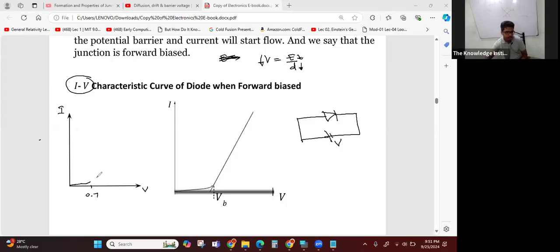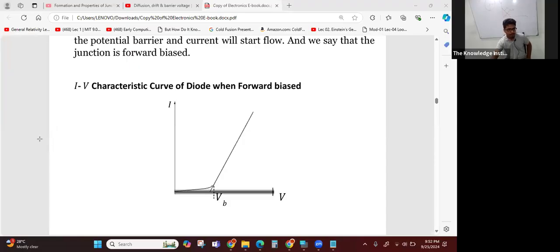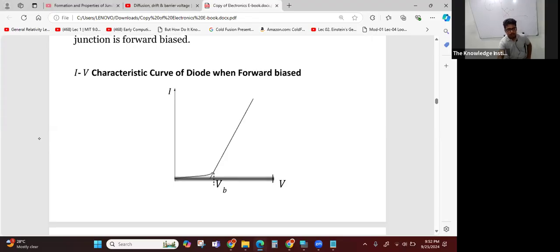And when we pass the barrier voltage, then there will be a current. So the current will increase with the applied voltage. So this is known as the IV characteristic curve of a diode when forward biased. IV curve of a diode. Okay, and then reverse bias.